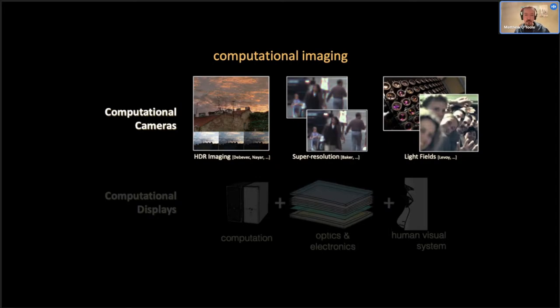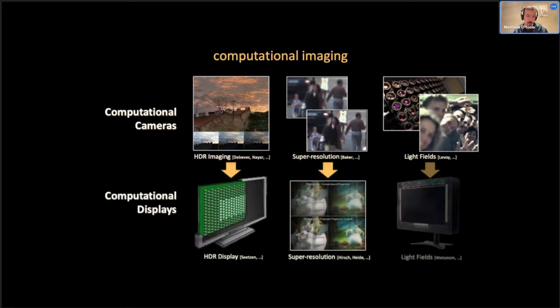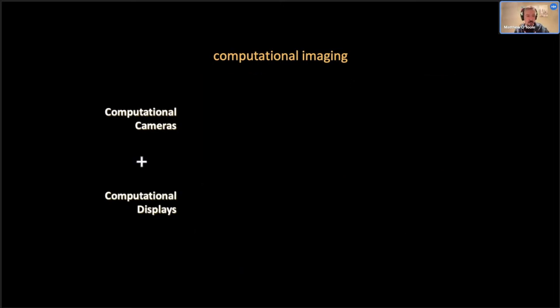A lot of these ideas also extend towards displays. The idea of changing the hardware and software of devices can be used to extend the capabilities of display technologies in order to produce high dynamic range displays, meaning displays that can produce more vivid imagery, super resolution displays, and even light field displays, which are 3D displays that you can appreciate without the need for wearing special glasses like those that you wear in a theater.